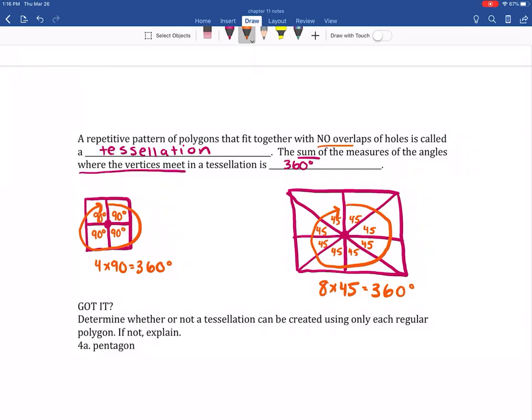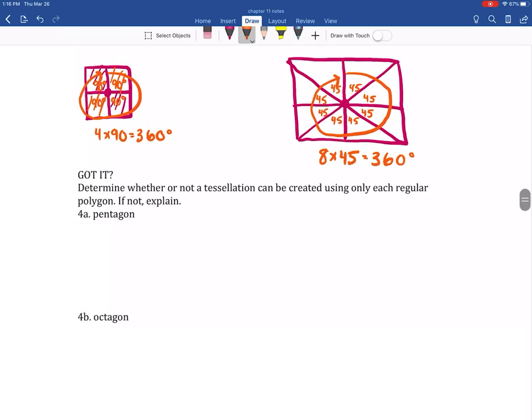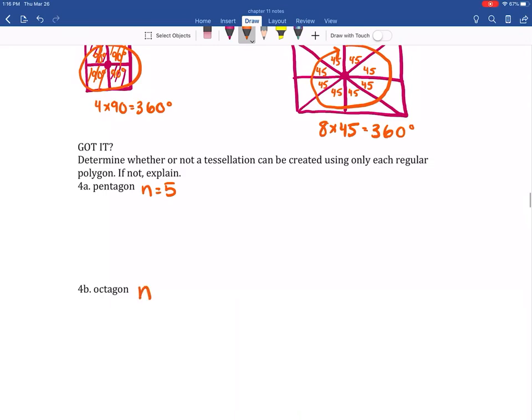The key here is that there are no overlaps. This one came out to be nice. There's one here, one here. There's not overlapping at all, nice and even. Same with the ones where I had 45 degrees. So if I have a pentagon, that means my n is 5. Okay, so the next one, I have an octagon. That means my n is 8. We need to figure out if this will work nicely.